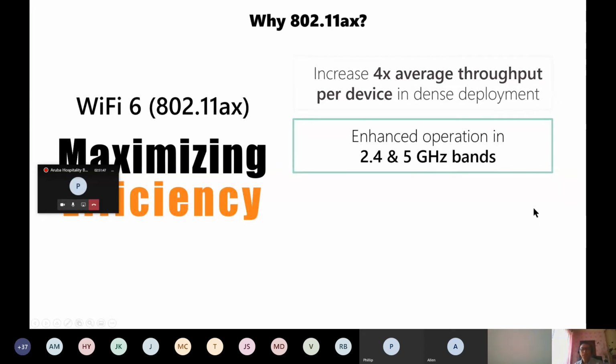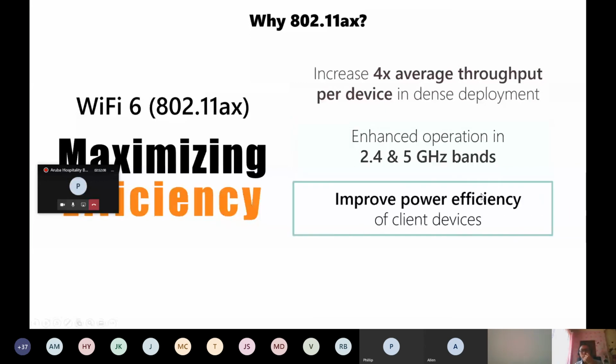And the other thing is to try to enhance the operation in 2.4 and 5. The rationale behind it is 2.4 is limited in terms of channel. So how can we optimize that? How can we maximize that? 5 gig in some countries is also limited because the regulatory domain restricts how much of the 5 gig you can use. So we want to find ways, or they want to find ways, to maximize or optimize the allowable or available frequencies of channels.